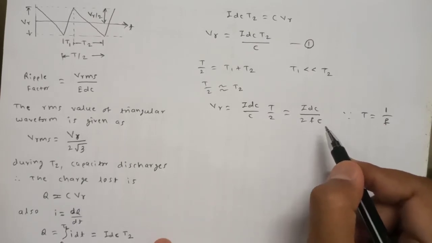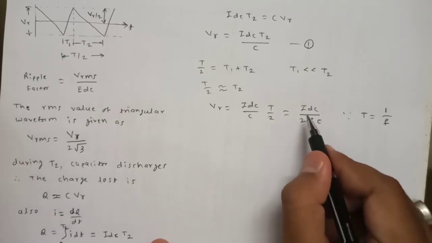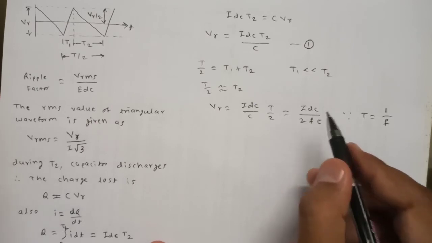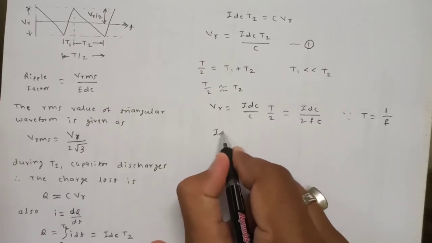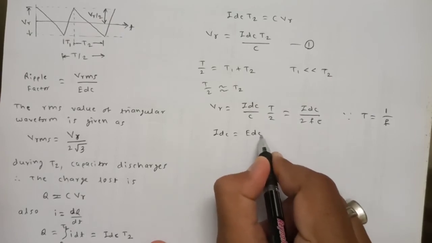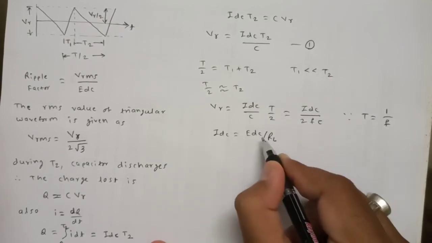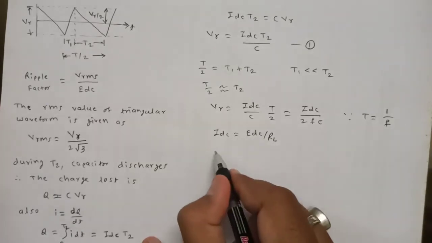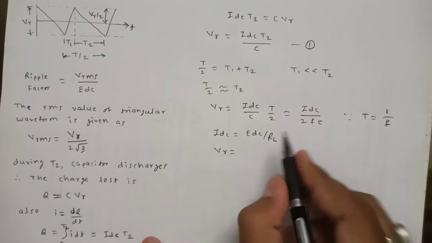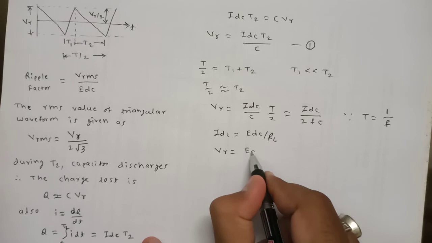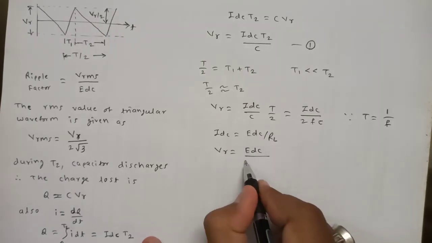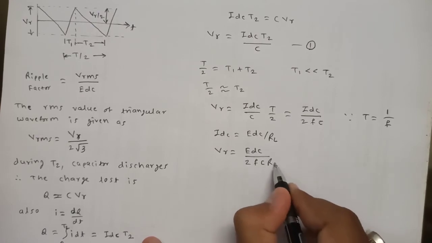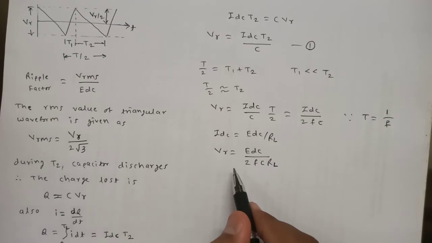Now let us again take the equation in terms of voltage, not in terms of current. So I will replace this IDC by a voltage value. IDC is nothing but EDC divided by RL. If I put IDC is equal to EDC by RL in this expression, I will get the equation for VR is equal to EDC divided by 2 into F into C into RL. So this is how I have got the equation for VR.